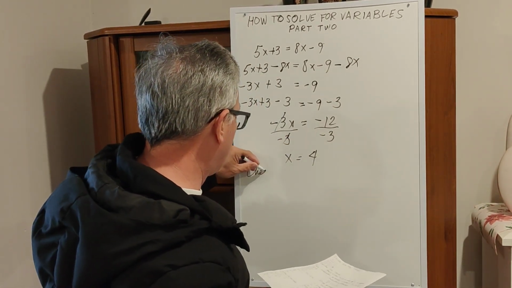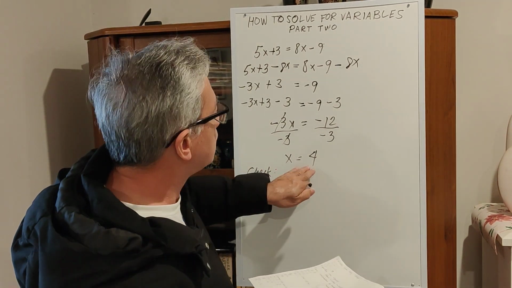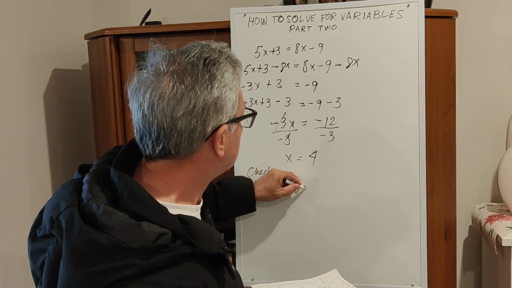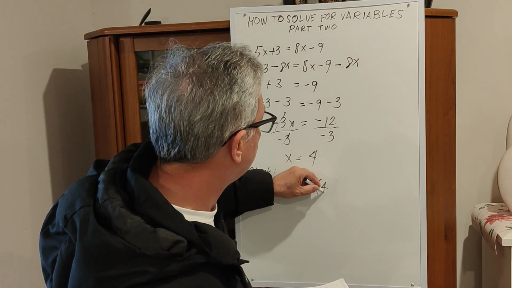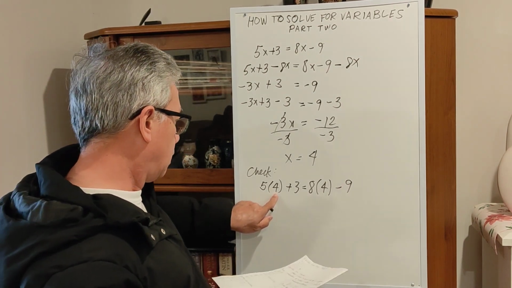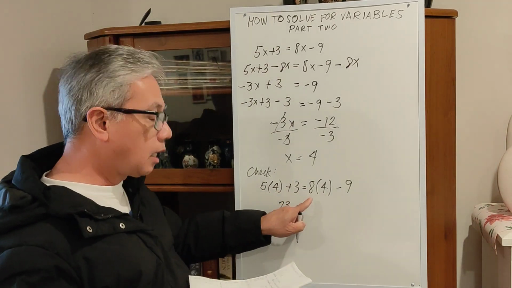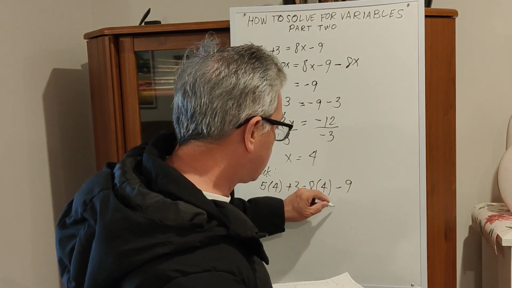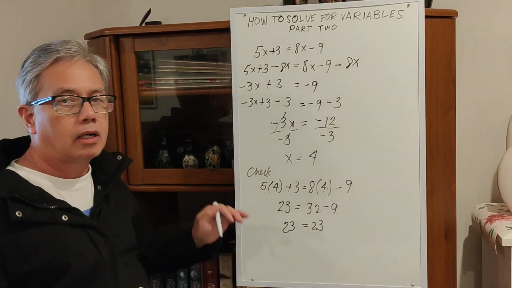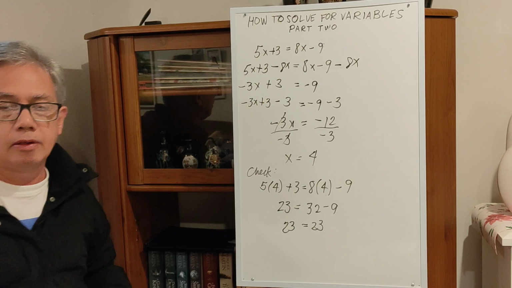So just to check, I know we checked already, but it helps to keep checking. We replace x with 4, so 5 times 4 plus 3 is equal to 8 times 4 minus 9. So 5 times 4 is 20, plus 3 is 23. 8 times 4 is 32 minus 9. So 23 is equal to 23. So our answer is correct. So that concludes part 2 of our topic.